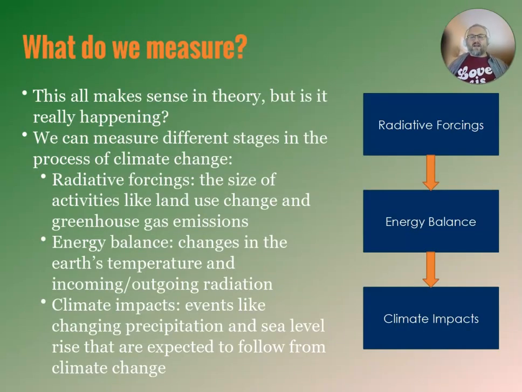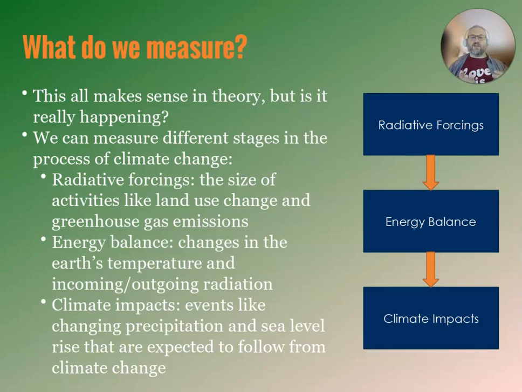So we've been talking in previous lessons about the theory behind climate change. What are the processes that are affecting our global climate? And so you might be thinking, well, this all makes sense in theory, but is this really happening? Do we have direct information, direct measurements of things happening on the Earth that align with our understanding of climate processes? And the answer, of course, is yes. And we have data for different stages in the process of climate change. So we're measuring different things and seeing how they all line up in this process.